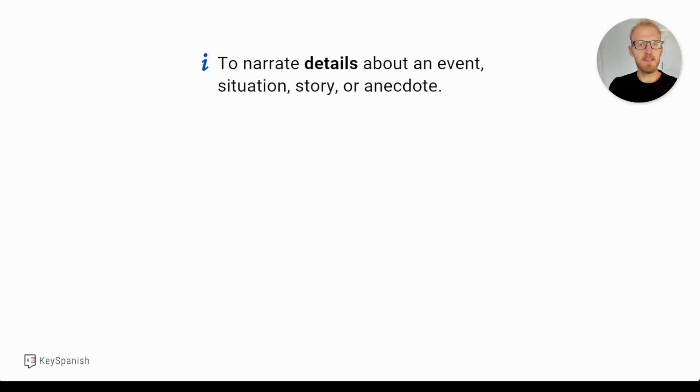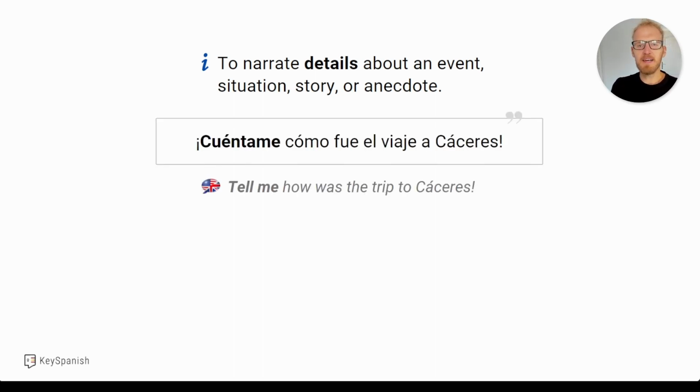And now it's time to look into when we need to use the verb contar. Instead of asking, giving, or relaying specific information, now we are narrating details about an event, situation, story, or anecdote. Some examples. Cuéntame cómo fue el viaje a Cáceres. Tell me how the trip to Cáceres was. Again, I'm expecting here more details, some stories, some anecdotes about your trip.